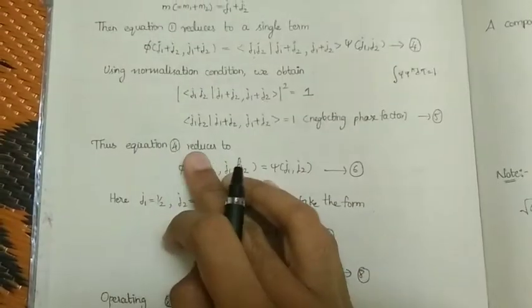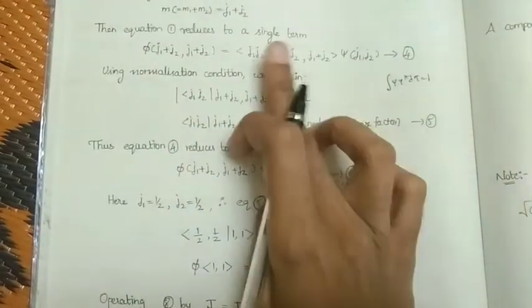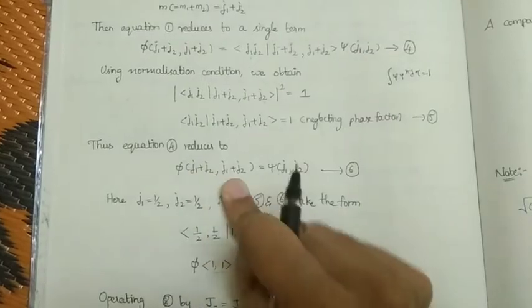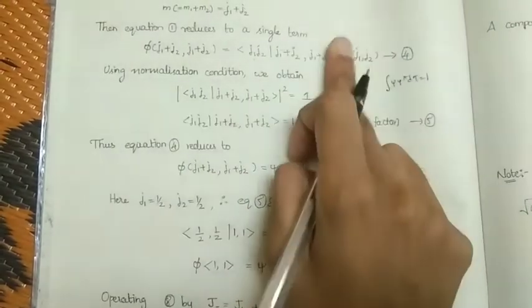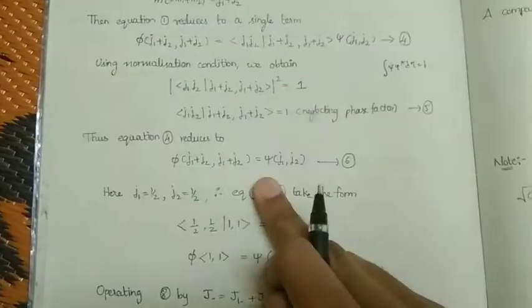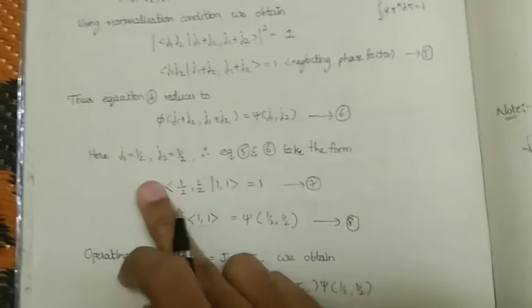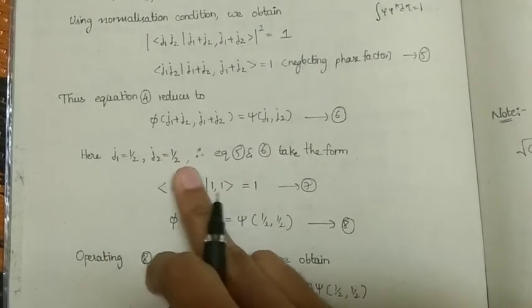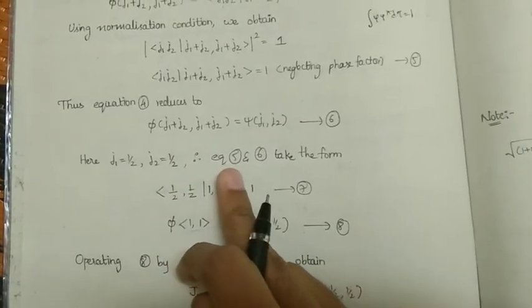So equation 4 reduces to, as this value is 1, phi of j1 plus j2 comma j1 plus j2 equals xi of j1 comma j2. From this equation, you would have this. And in the question they have already given that j1 equals half and j2 equals half. So equations 5 and 6 take this form.